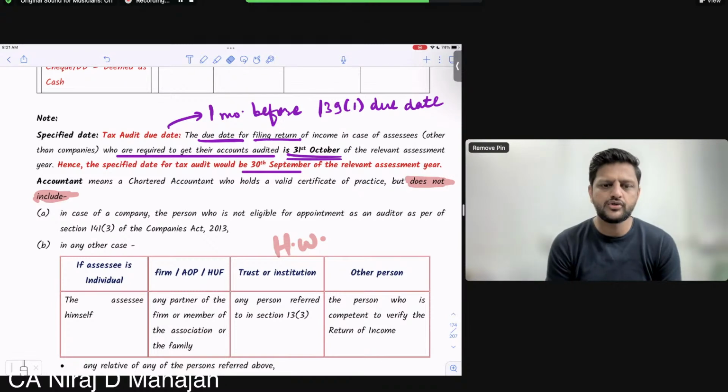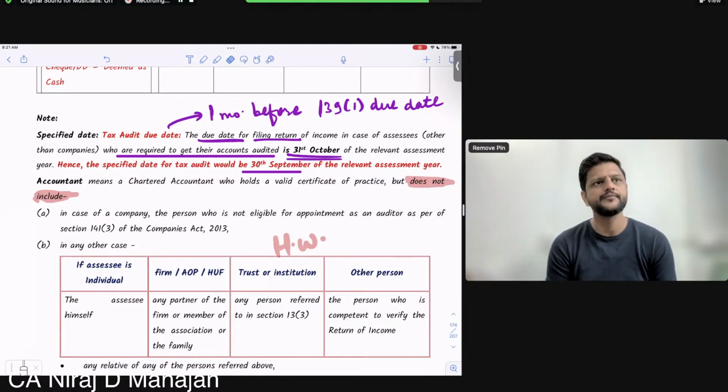Then you have to maintain books of accounts as well as get them audited, because you are claiming profit less than the presumed rate also. Remember, this we have already covered. We have written questions also on this. We have written all of the questions in the notebook also. All these things we already covered.